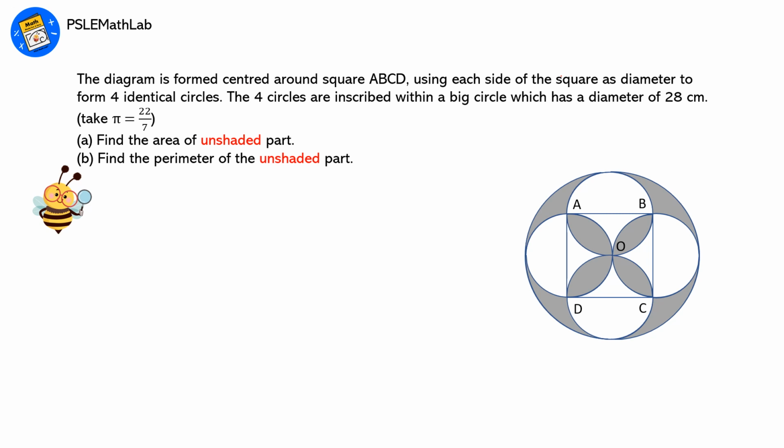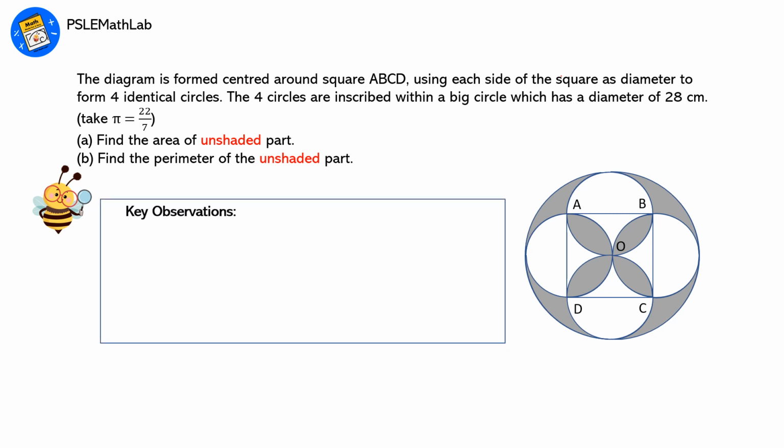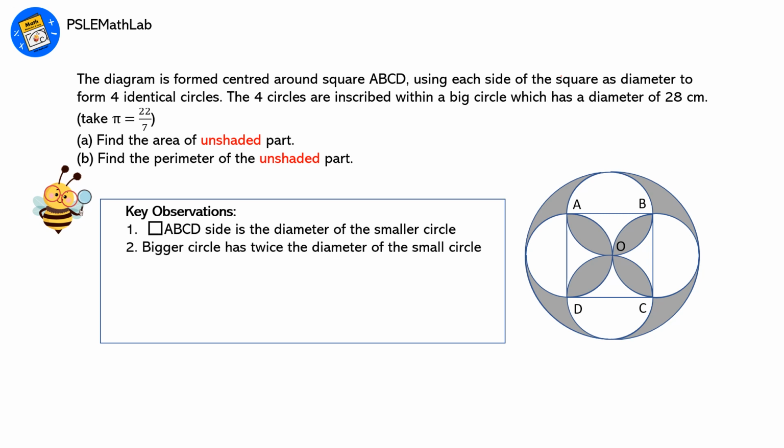While looking at the diagram, we can have the following quick observations. Number 1, square ABCD sides is the diameter of the smaller circle. This was given in the question. Number 2 is that the bigger circle has twice the diameter of the smaller circle. We know this from the way the two smaller circles are inscribed within the bigger circle, centered around point O, and drawing a horizontal line like this would also show us that relationship. Knowing the diameter of the bigger circle, with these two observations, we now know the diameter of the smaller circle and the sides of square ABCD.